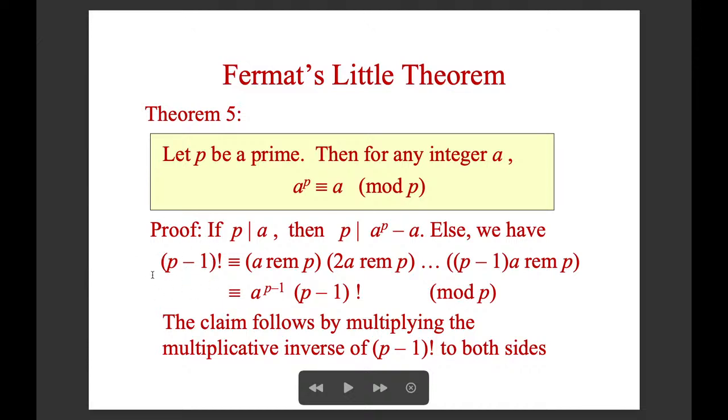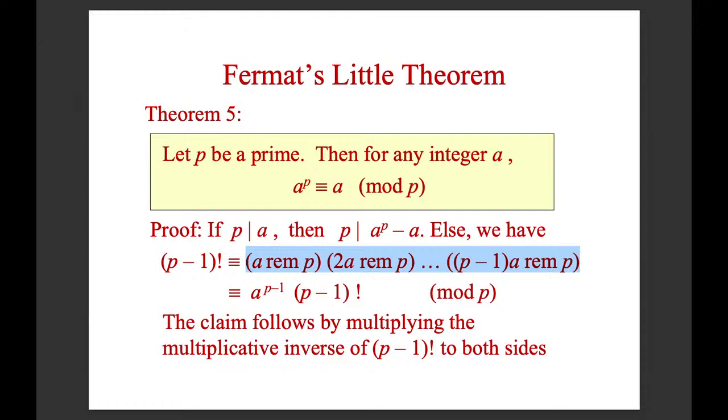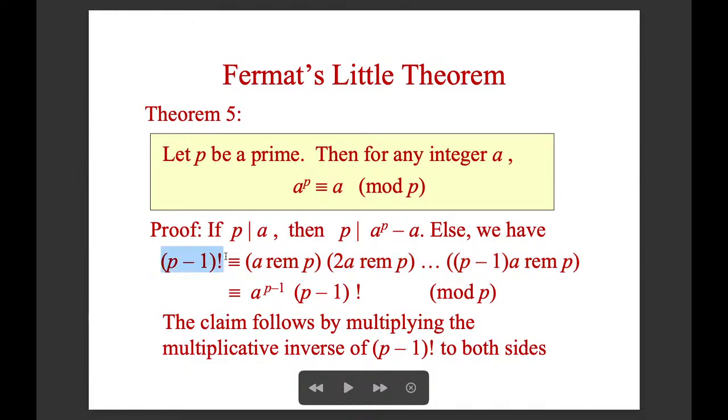Is that okay? Yeah, because one of them is going to be equivalent to 1, one of them is equivalent to 2, and so on and so forth. So for all these p minus 1 numbers, if I multiply them together under modulo arithmetic operation, they will be equivalent to the product of 1, 2, 3 up to p minus 1. So it is (p minus 1) factorial.